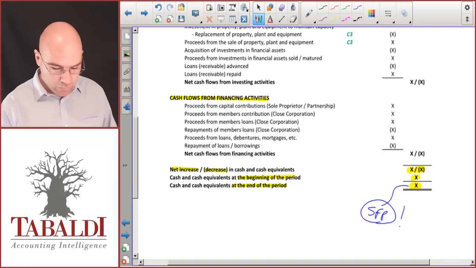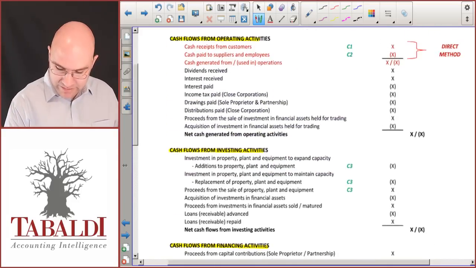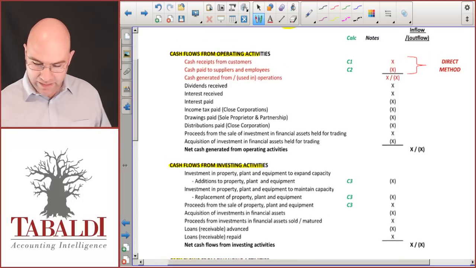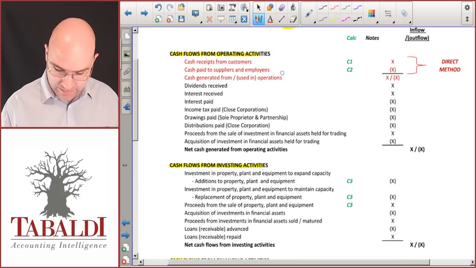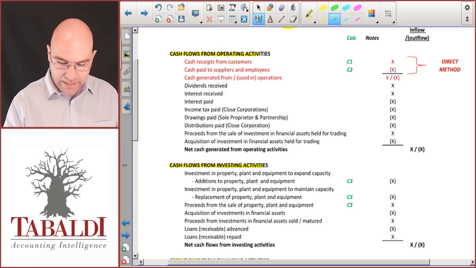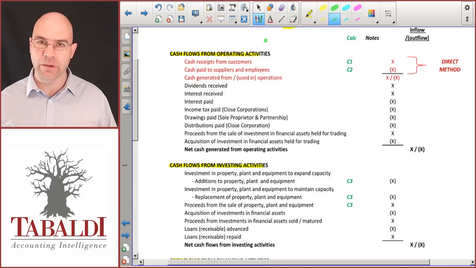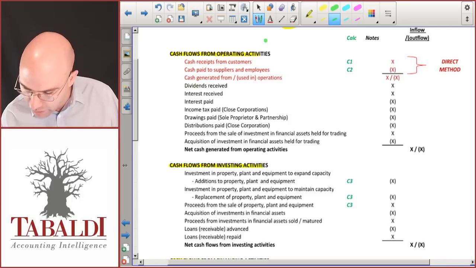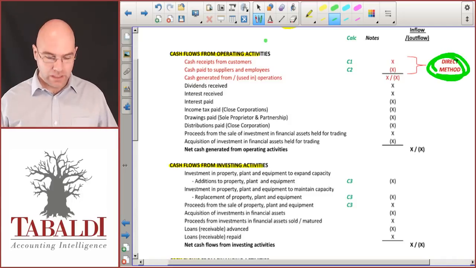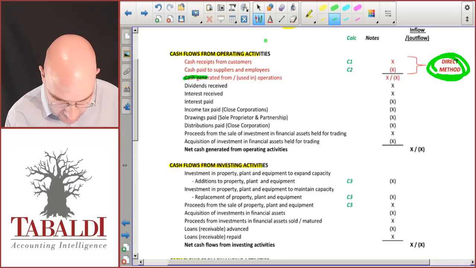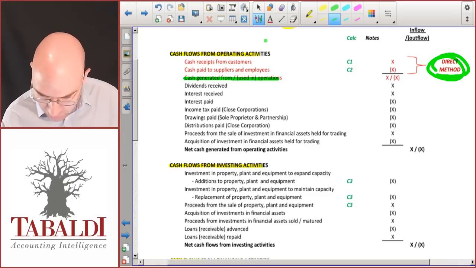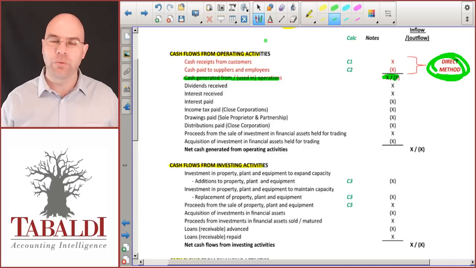Okay, but we're going to worry about the movements for each of these. So you'll see, I'm going to start off with the cash flow from operating activities. Now, the cash flow from operating activities is where the difference between the direct and indirect method comes in. So remember, we are working with the direct method, and it's all got to do with this very first item, cash generated or used from operations.